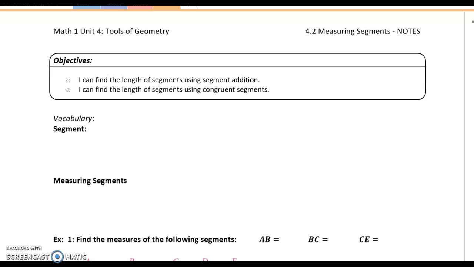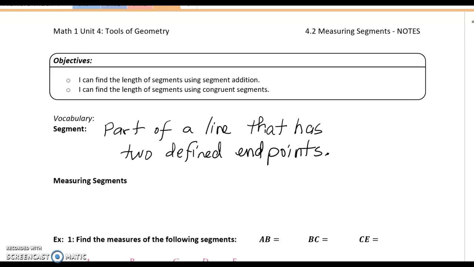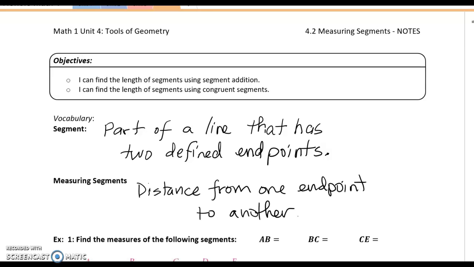Okay, let's review what a segment is. A segment is a part of a line that has two defined endpoints. When measuring segments, we are trying to find the distance from one endpoint to another.